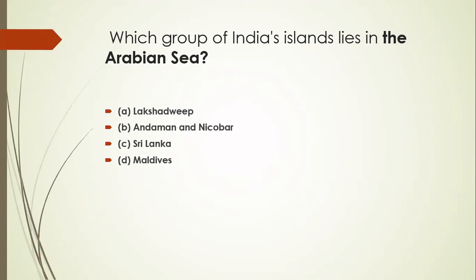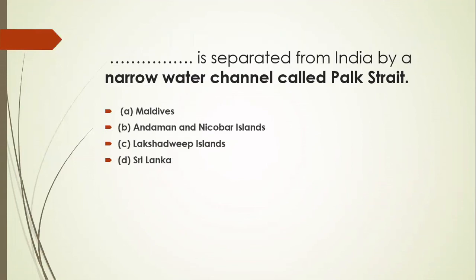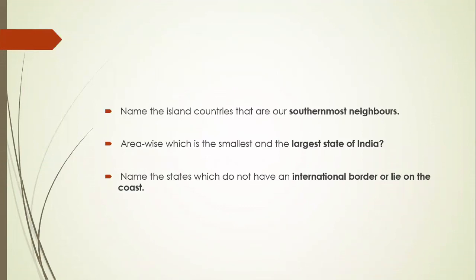Which group of India's islands lies in the Arabian Sea? Write down the correct one. Uttarakhand, Uttar Pradesh, Bihar, West Bengal, and Sikkim have a common frontier with which of our neighbors? Dash is separated from India by a narrow water channel called Palk Strait. Okay, so these are one-line answers.